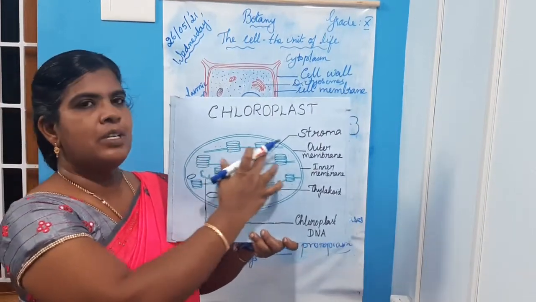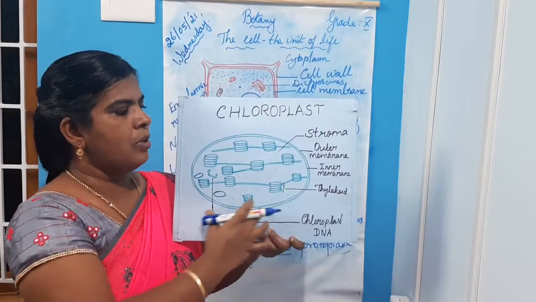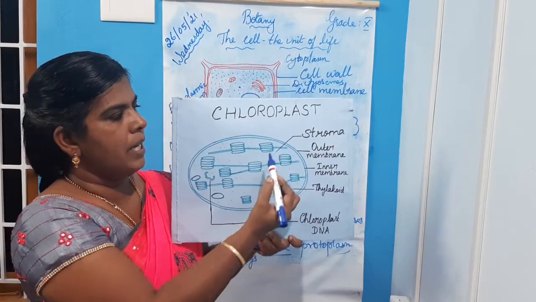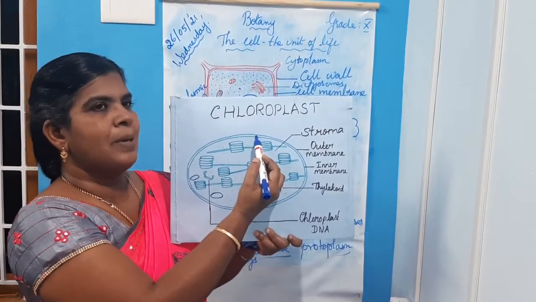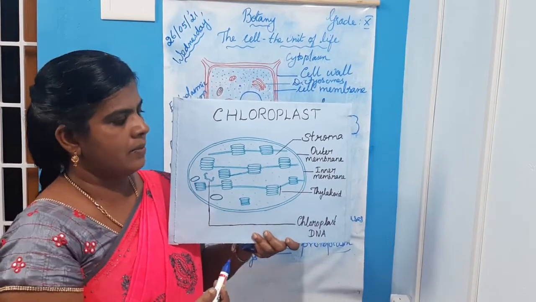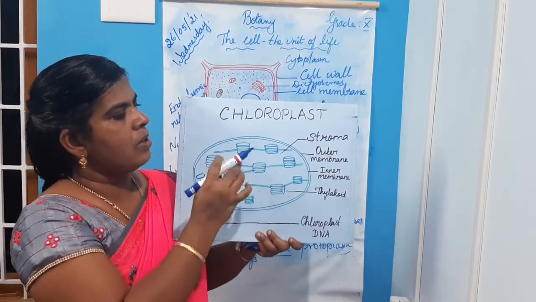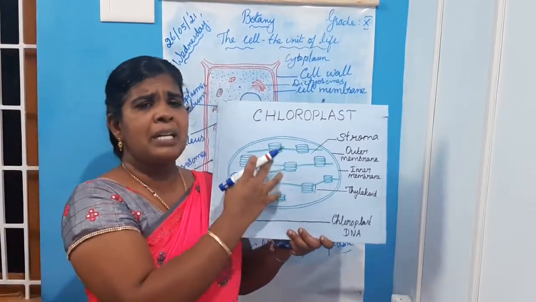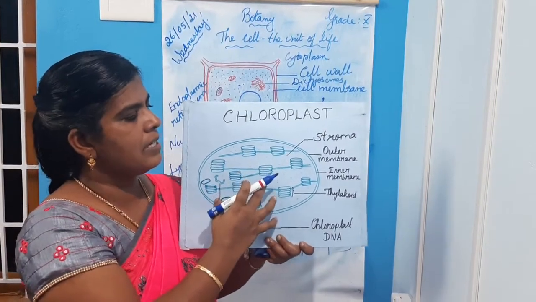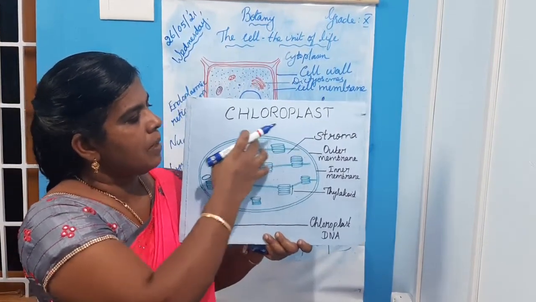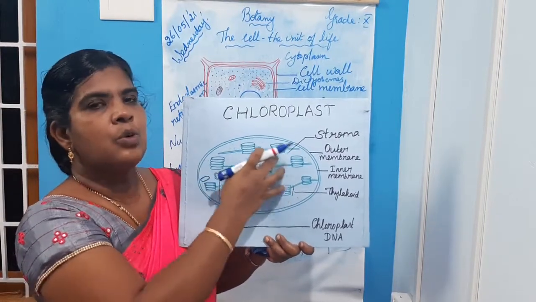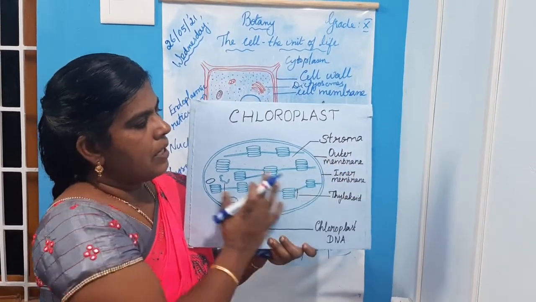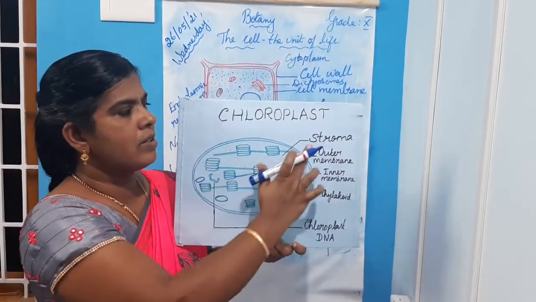This cytoplasmic organelle is bounded by a double membrane. This is the outer membrane and this is the inner membrane. These two membranes are separated by a space called the intermembrane space. Inside the membrane there is a jelly-like substance called the matrix. The matrix present inside the chloroplast is called the stroma.